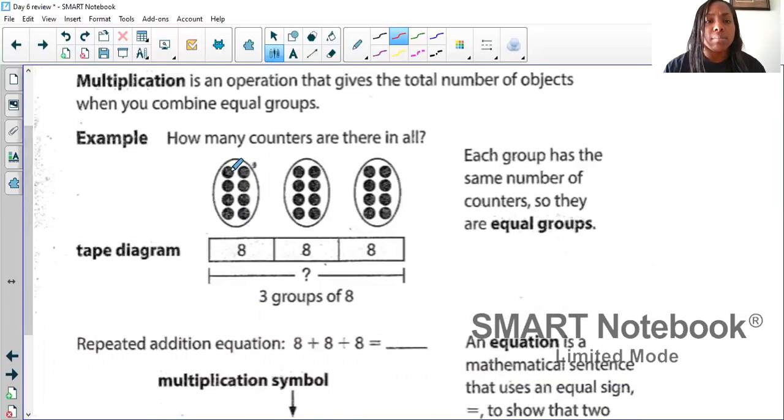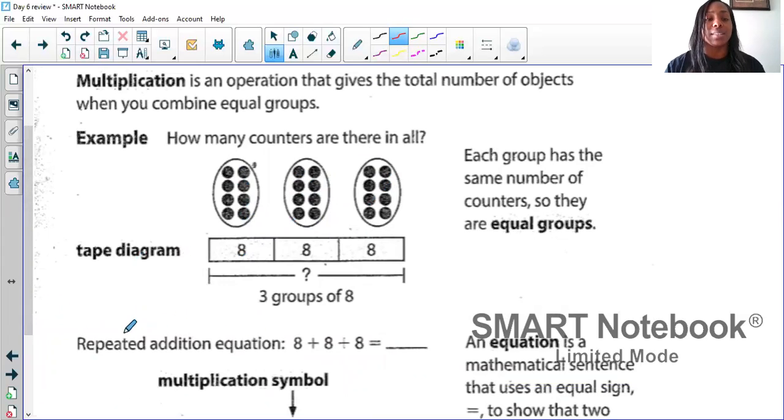I see 1, 2, 3 groups. 3 groups of what? So I'm looking at this tape diagram down here and it's breaking it up for me. It's showing me that there are 3 groups of 8. Okay, and you see it right here. 1, 2, 3 groups. And in each group, you'll see 8. So it's showing us the repeated addition equation.